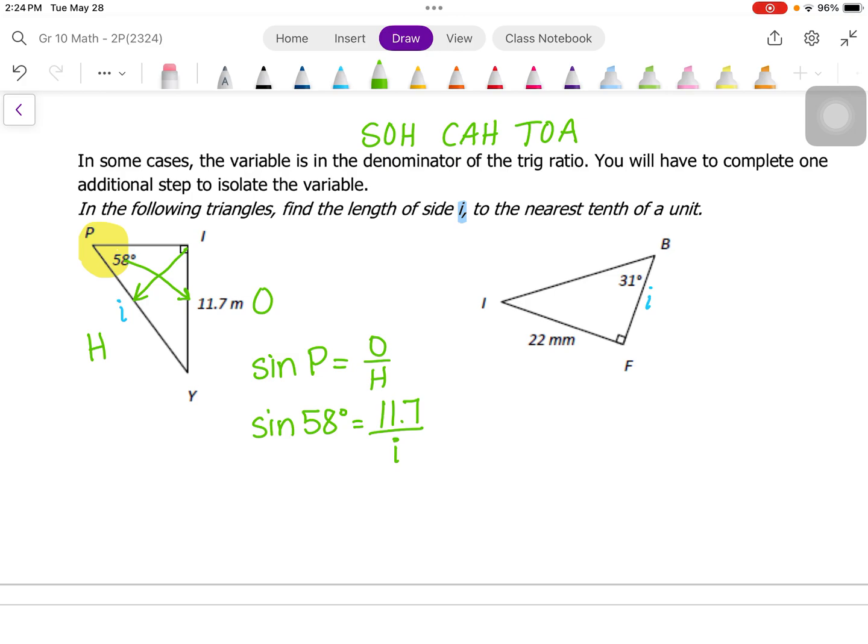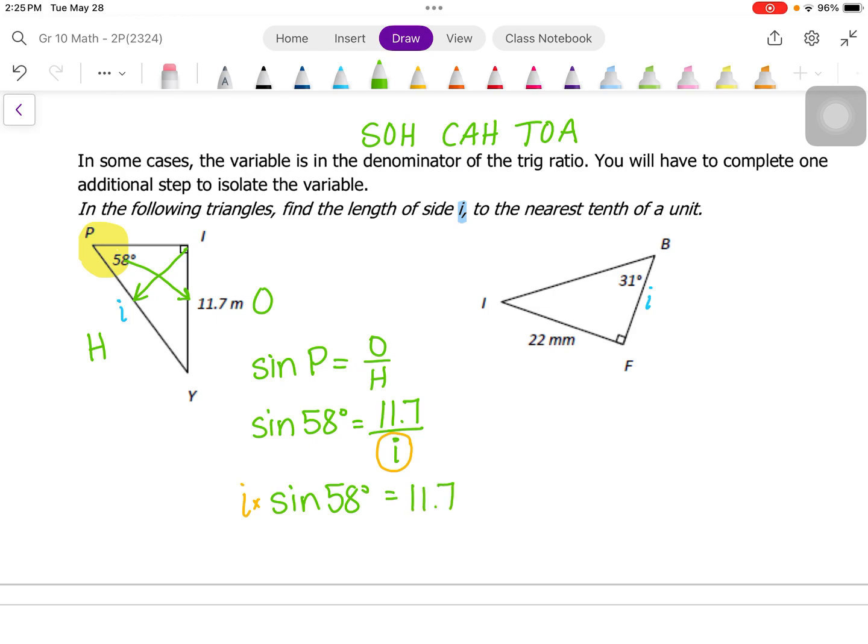Now, when we have our unknown in the denominator, that's a problem. We cannot have our unknown in the denominator. We need to get it into a numerator. So in this case, I'm actually going to multiply my variable over to the other side. So I'm going to have I times the sine of 58. And then I just have 11.7 left on this side.